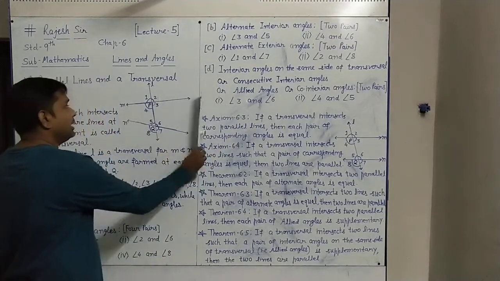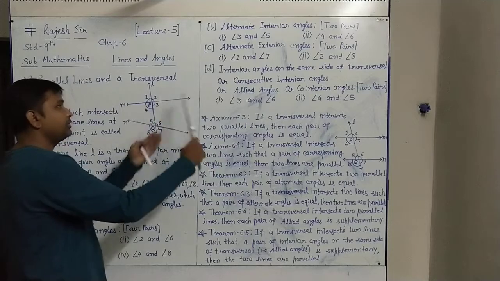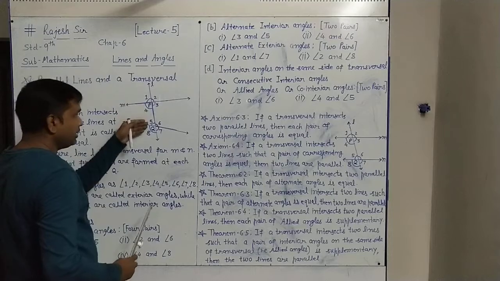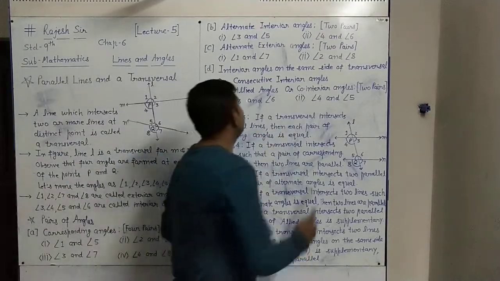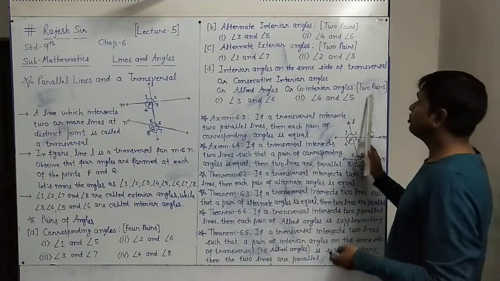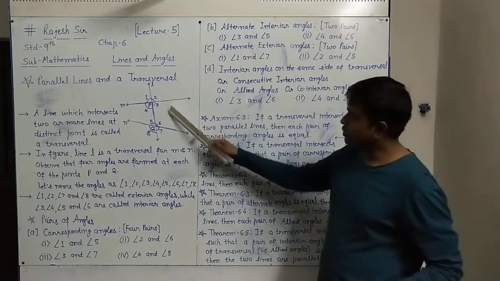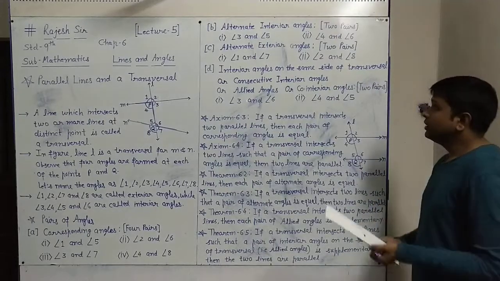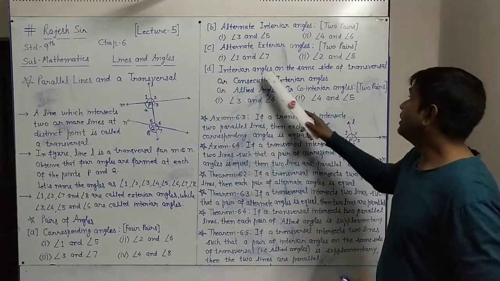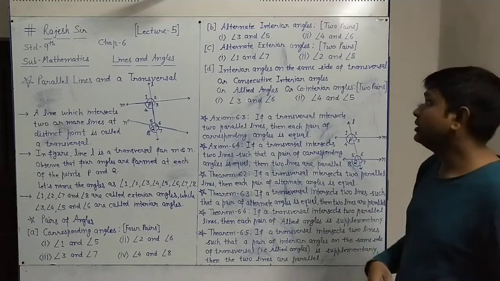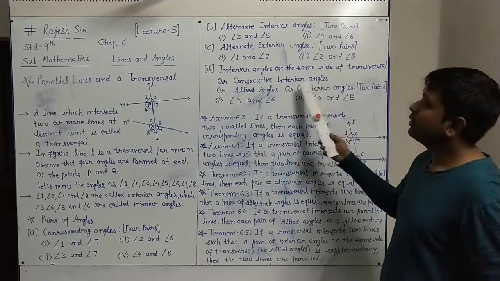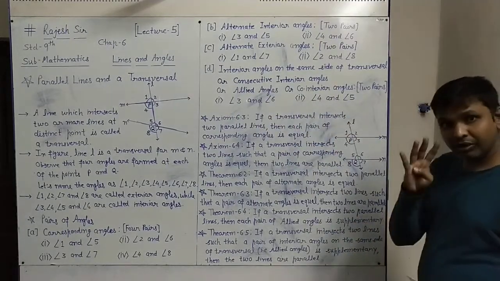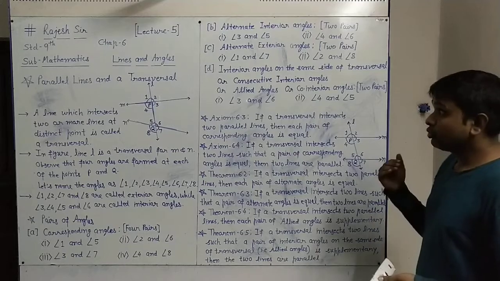Angle 3 and 6 on the right side, same side, interior, 3 and 6, and 4 and 5 on the left side, on the same side, interior angles 4 and 5. So the interior angles on the same side of the transversal are also 2 pairs: they are 3 and 6, these 2, and 4 and 5, these 2. Right? One more thing you have to understand here: interior angles on the same side of the transversal are also called consecutive interior angles, or allied angles, or co-interior angles. So 4 different names are there that you have to remember.